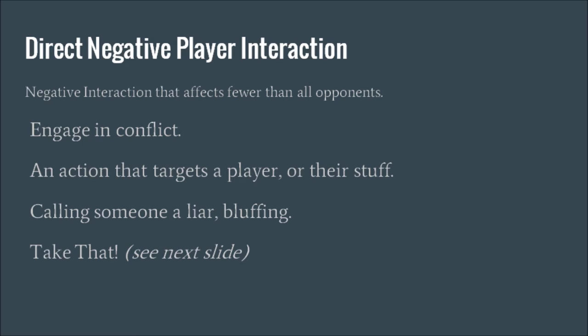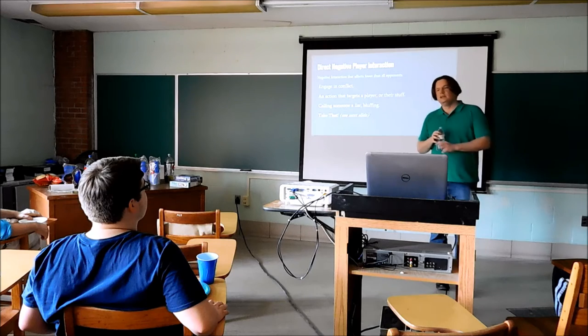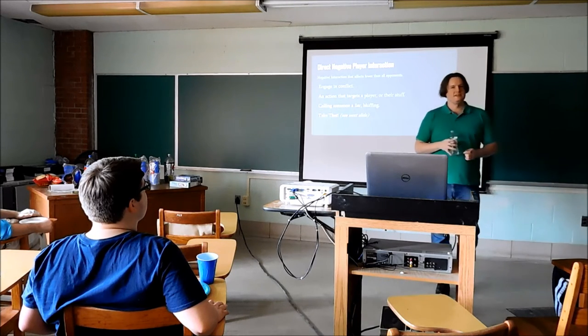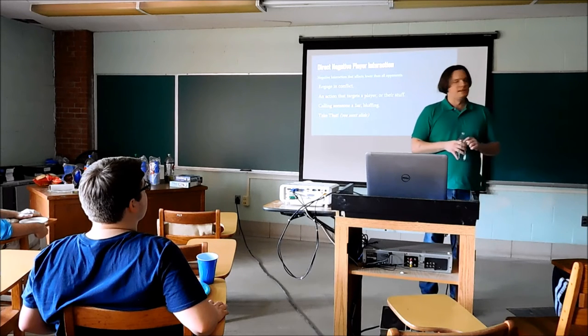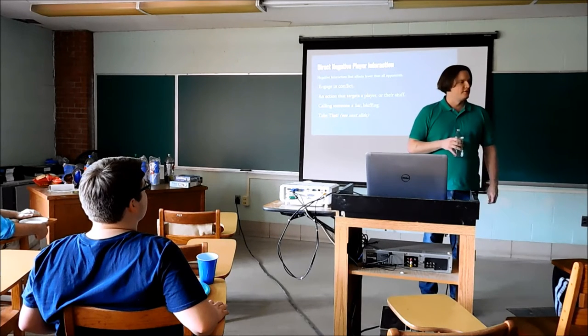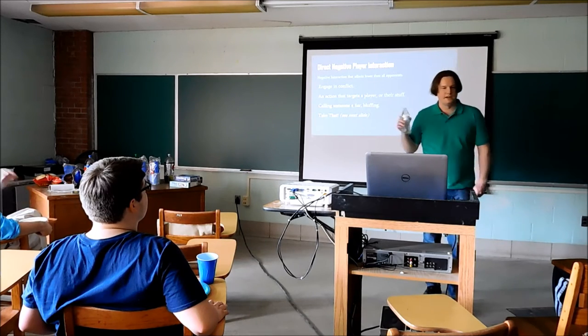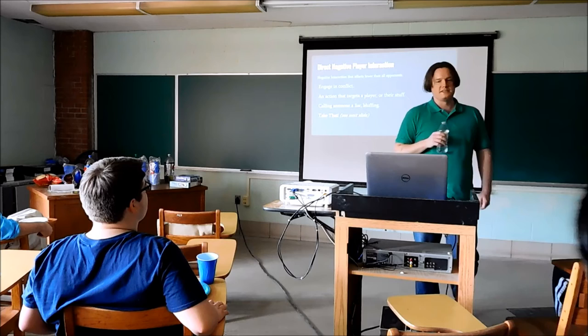So there's also direct negative player interaction. This is the big one. This is the one that everybody knows and everybody can understand. It's a negative interaction that affects fewer than all opponents. So, for example, if I engage someone in conflict, right? If I say, oh, I'm going to attack you, that's direct negative player interaction. And it's the most common form. And that's why a lot of games have combat in them. Because it's easy. You're going to understand that it's conflict.